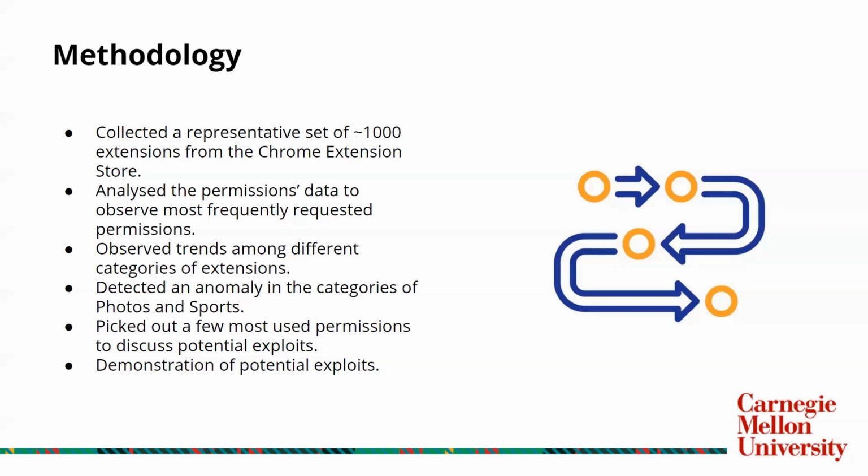We observed trends among different categories, which extensions were more dominant in which category, and then we compared them. We also detected an anomaly in the case of the photos and sports category, which we will come to later in this presentation. Then we picked out a few of the most used permissions, and explored what exploits can be created out of them, and we will demonstrate a few for you later.